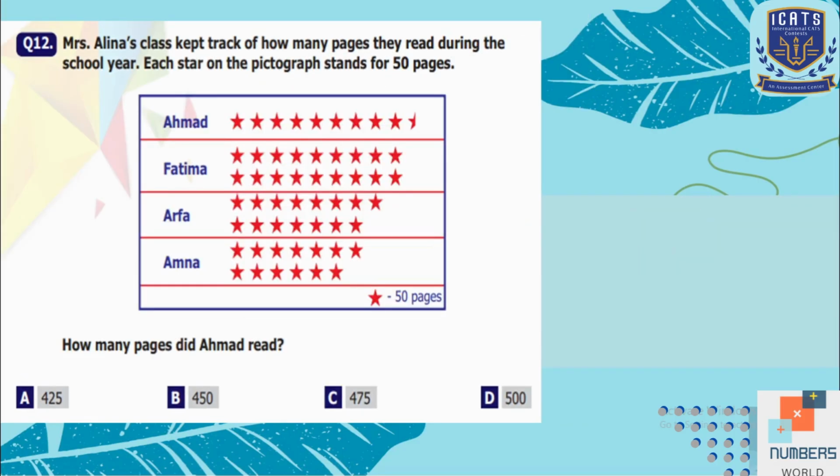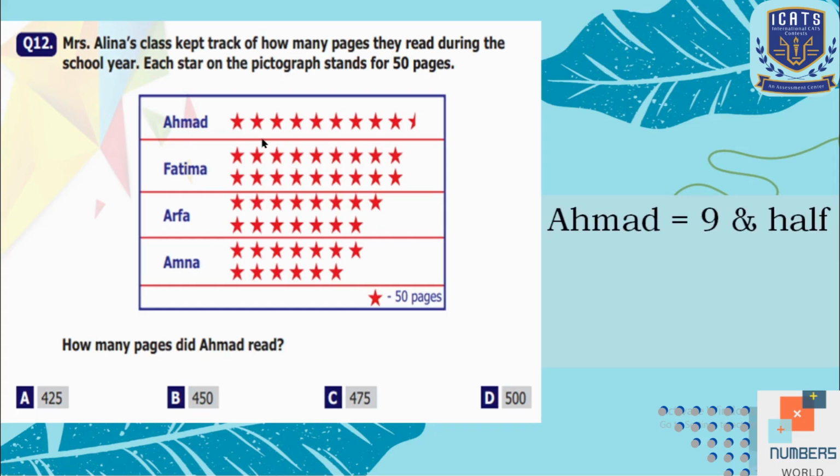Question number 12. Mrs. Alina's class kept track of how many pages they read during the school year. Each star on the pictograph stands for 50 pages. How many pages did Ahmed read? So our interest is totally in Ahmed's work. So we will not focus on Fatima, Arfa or Ramna.